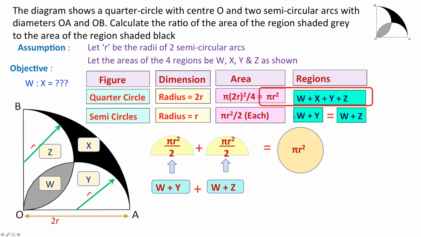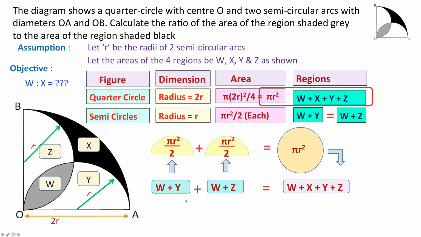So what we can write here is basically this area pi r square can be written as W plus X plus Y plus Z. So we'll take this and equate it to W plus X plus Y plus Z. Now this gives you a very important equation in your solution step. This gives you an equation which can be very easily solved.